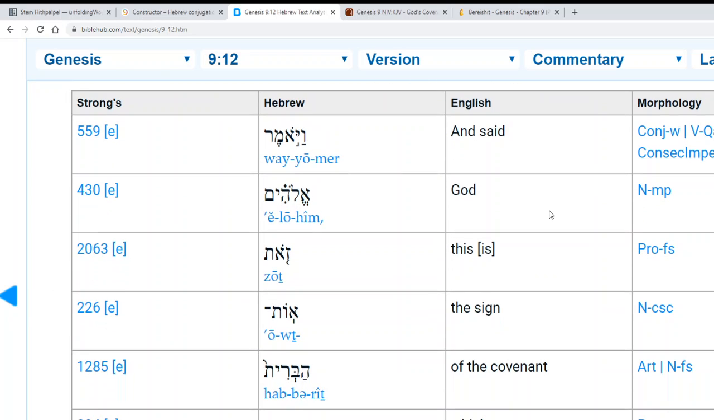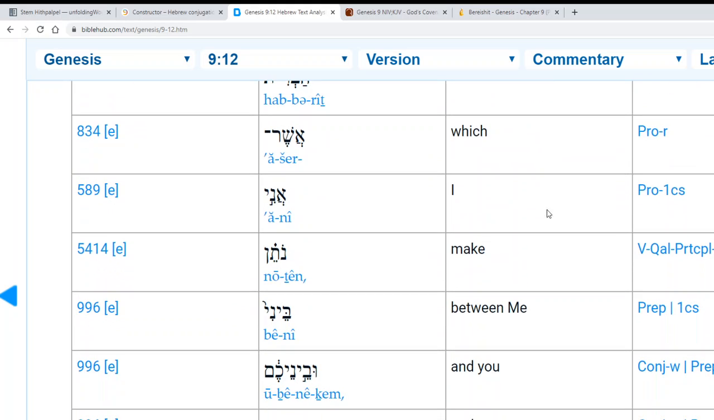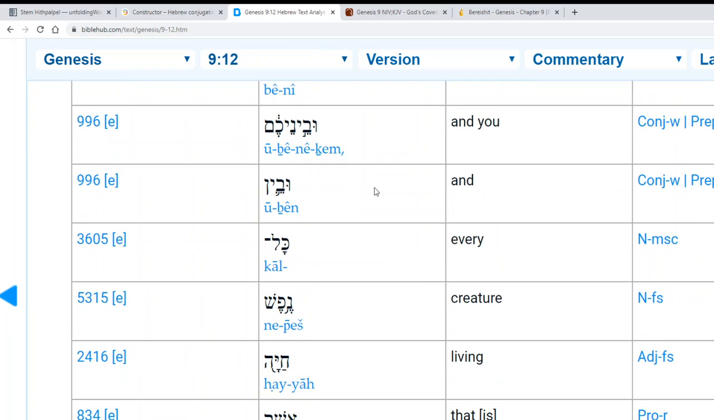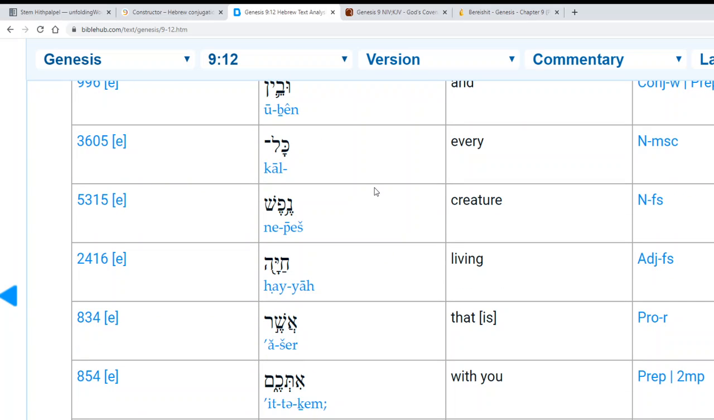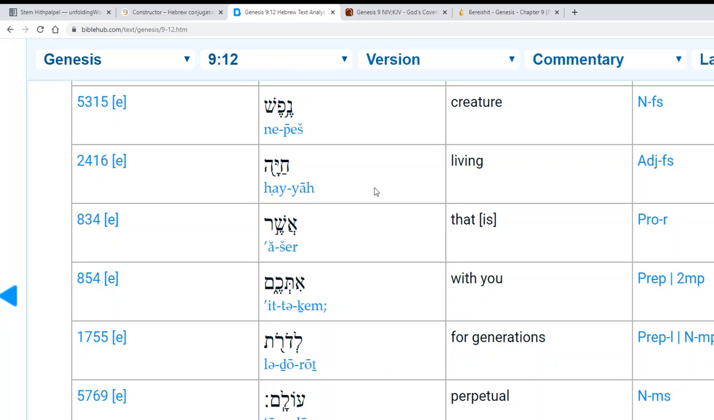Okay, verse 12. Vayomer Elokim zot ot habrit asher ani noten beini uveinechem uvein kol nefesh chaya asher itchem ledorot olam.